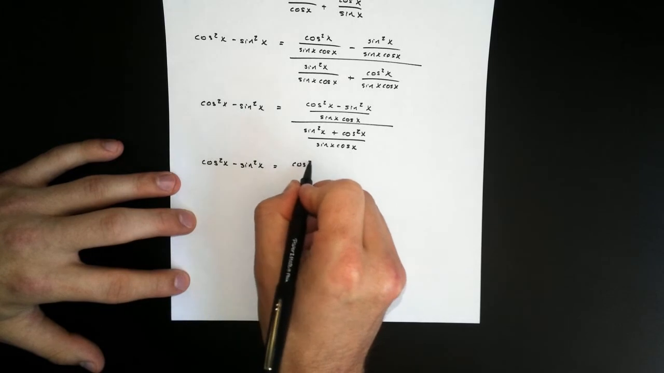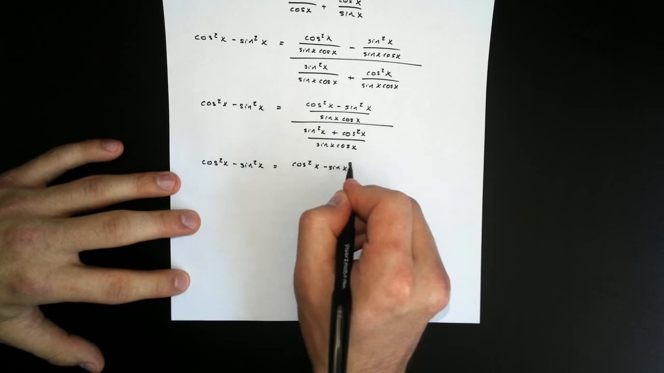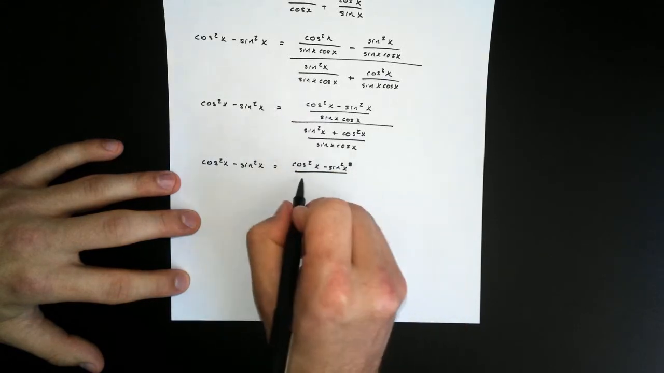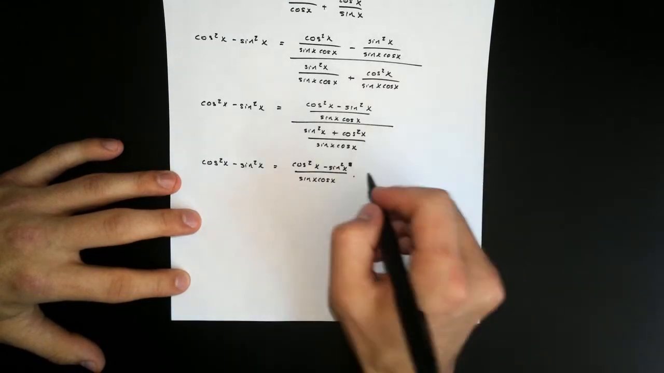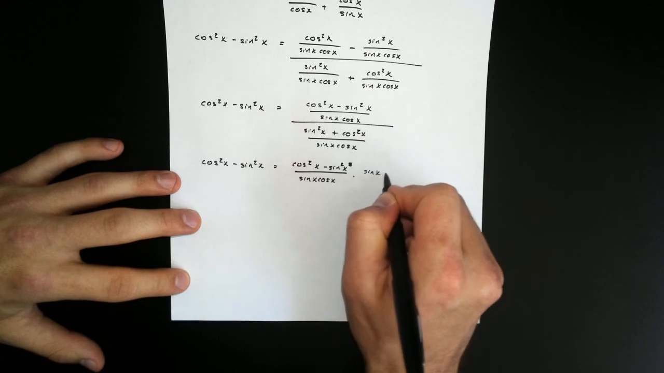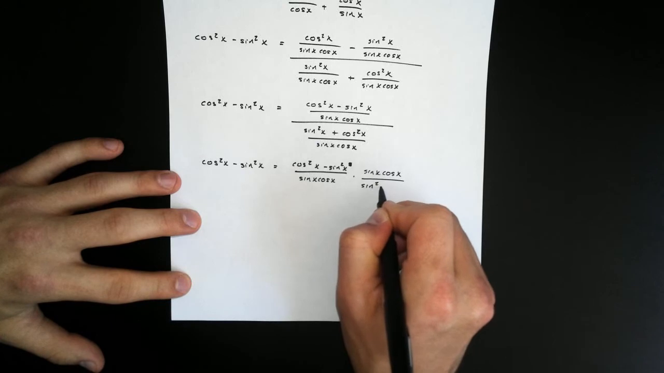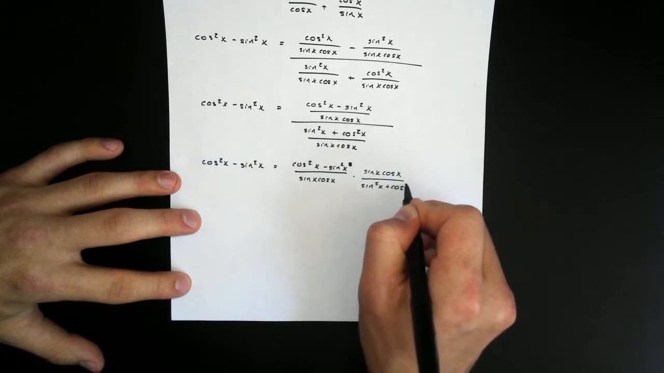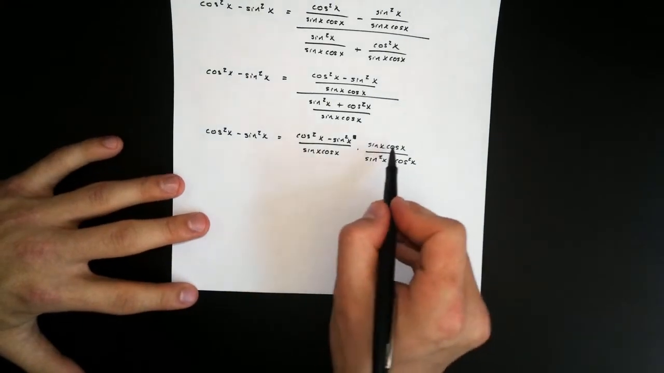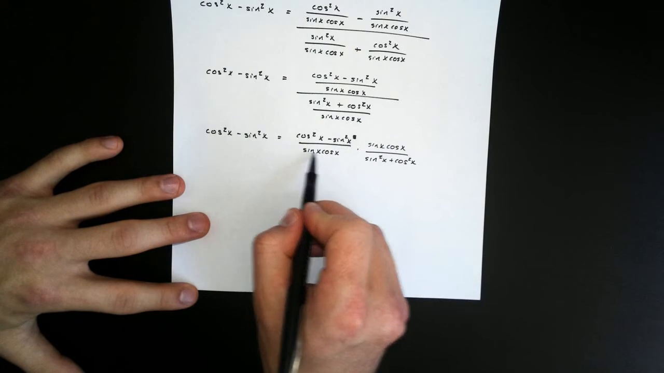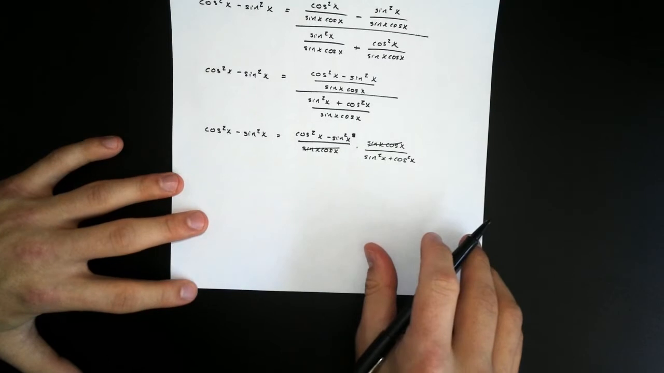So cosine squared of x minus sine squared, and then times, we'll take this bottom fraction, we'll flip that to the reciprocal, so we have sine cosine divided by sine squared of x plus cosine squared of x. So now we have some things that we can simplify. Sine times cosine, sine times cosine. So we have one of those in the numerator and the denominator, so that will simplify to 1.